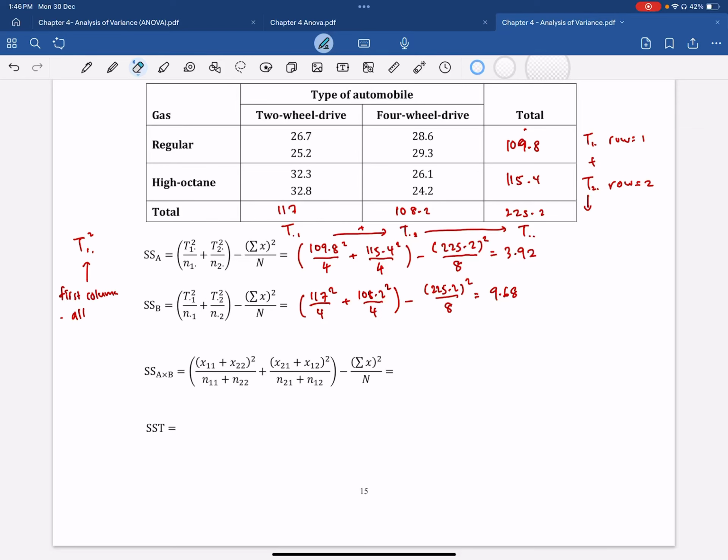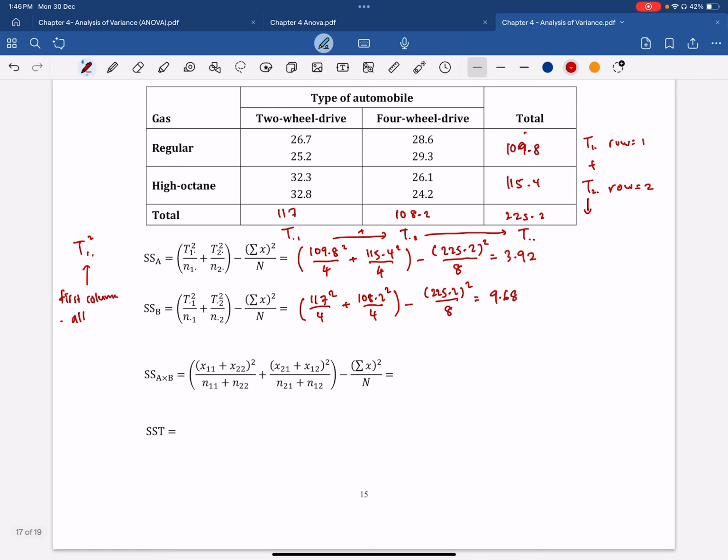Okay, let's continue finding the sum of square for the interaction between A and B. All right, so based on this, to find the interaction sum of square, you will need x11, x22, x21, x12, n11, n22, n21, and n12. So how do you figure this out? Let's go back to our table here.